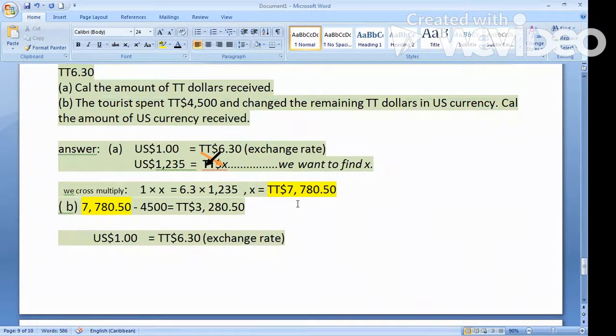So we want to convert what? This, which is what? TT to US. All right, so what did I say? You always line up the country, right? Always line up the country.